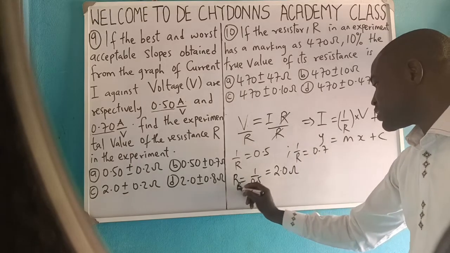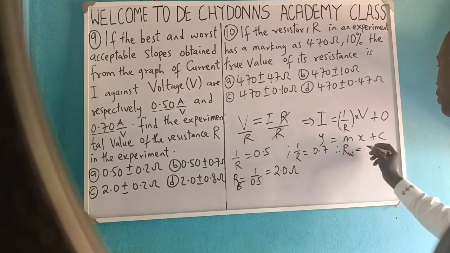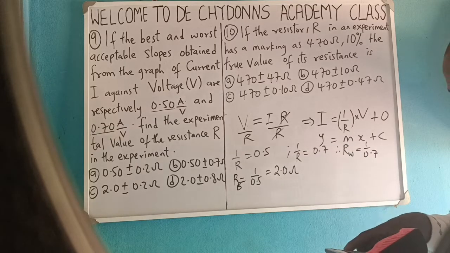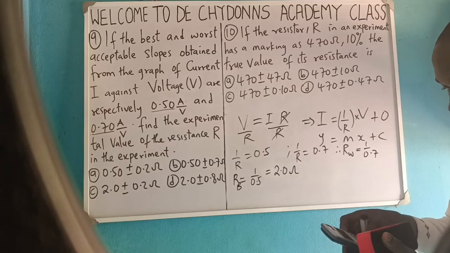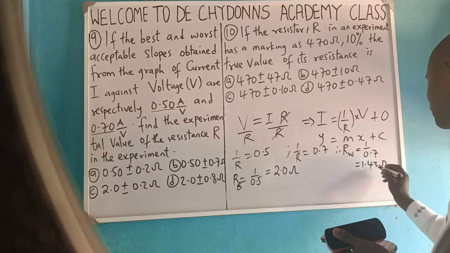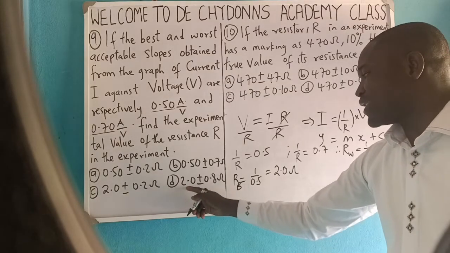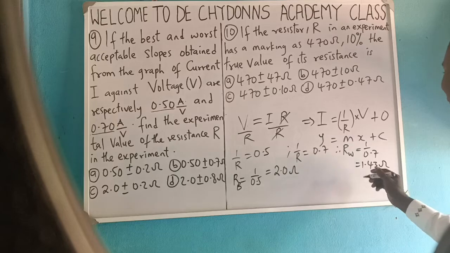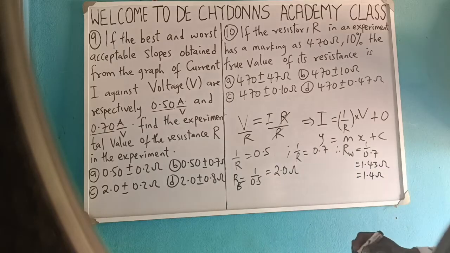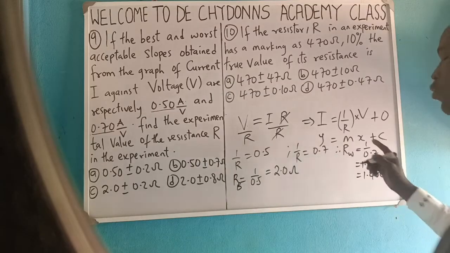Then I will also do this for the worst. This is for the best. Then for the worst, R is equal to 1 over 0.7. 1 divided by 0.7 will give us 1.43 ohms approximately. Okay, so because this 2.0 is in 1 decimal place, approximating this to 1 decimal place will be equal to 1.4 ohms. So we have gotten our best resistance and the worst resistance.